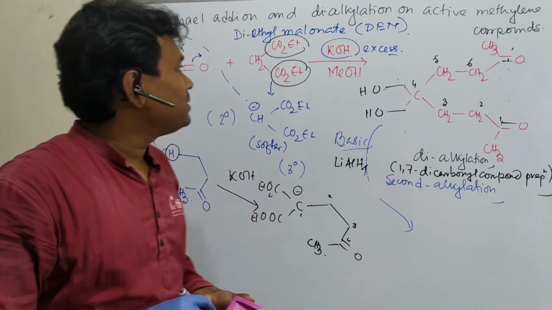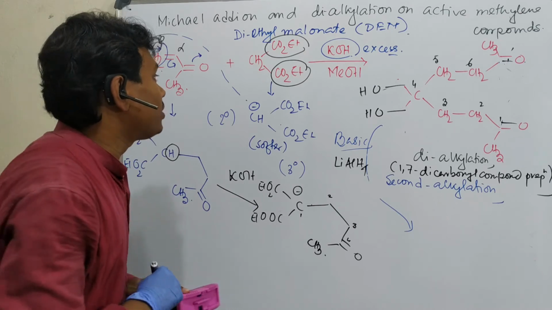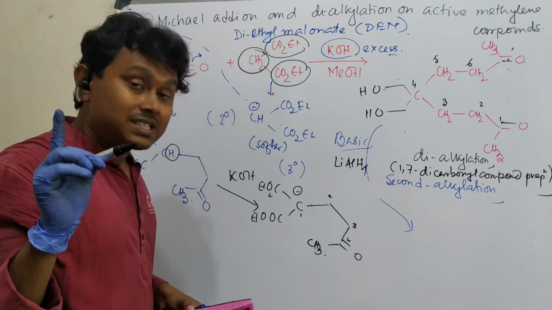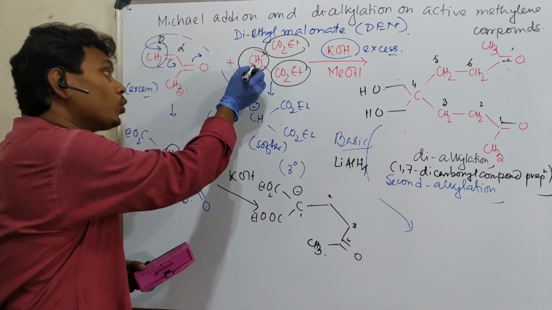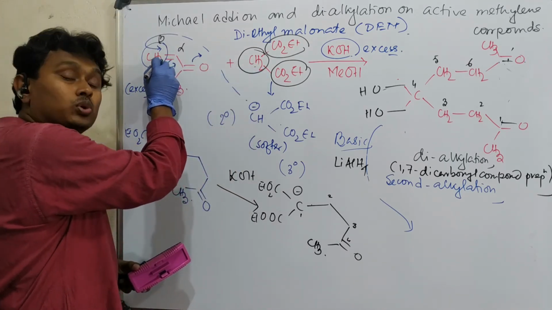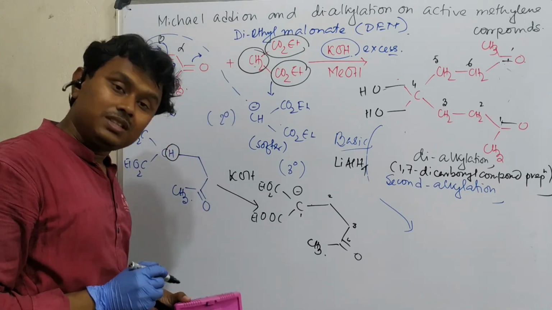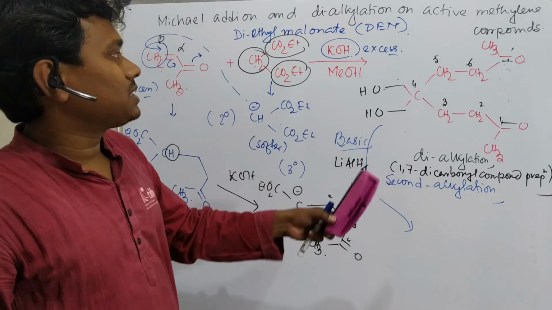So what is the background possible? The important point is that an active methylene compound contains a methylene, meaning 2 protons. So 2 protons could be replaced by 2 groups during the Michael addition. So this is the interesting point. So this is the overall discussion for today.